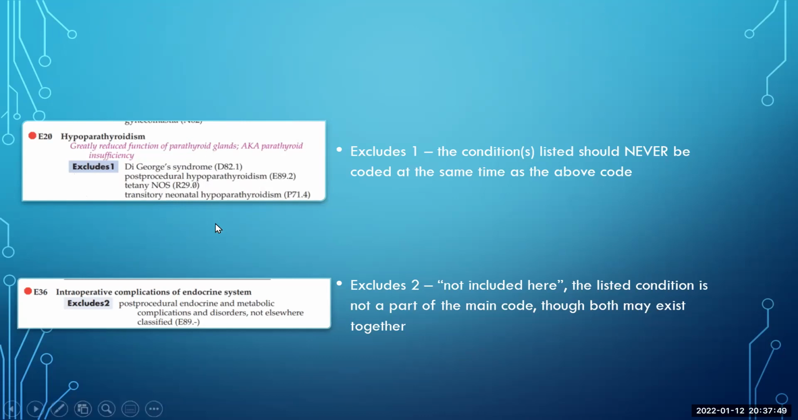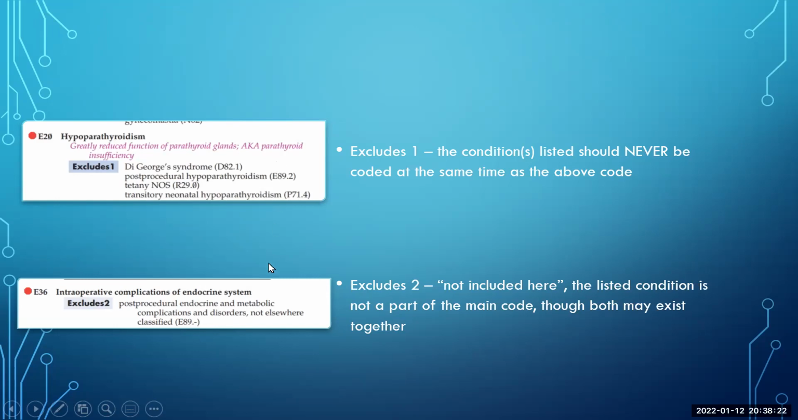Okay. Now excludes two means that the code here does not include these conditions, but they could both exist at the same time. So as you see in this note, there could be other conditions that are closely related, but this code does not cover them. So it means, hey, you might need to go use codes from category E89 because it's not covered under this code, but you might be using both at the same time. So that's the difference between those two.